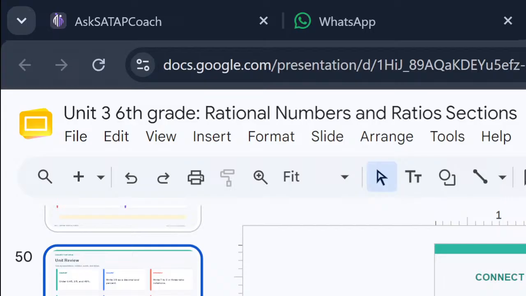It's the unit overview, just like a unit review. Represent, interpret, compare, and explain. Okay, number 1, order 0.45, 2.5, and 48%. Number 2, write 3/8 as a decimal and a percent. Number 3, write 7 to 9 in 3 notations. Number 4, describe 4 to 11 in a complete sentence. Number 5, name 2 ratios from 6 red and 4 blue tiles. And number 6, create 4 equivalent ratios for 3 to 5.